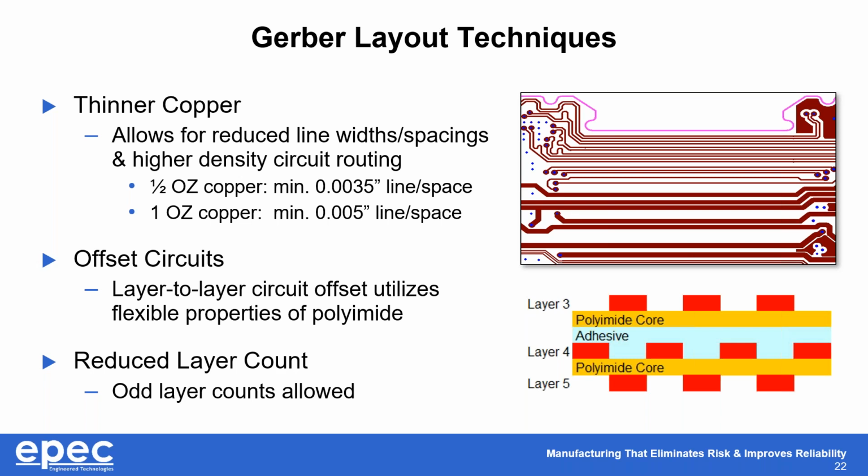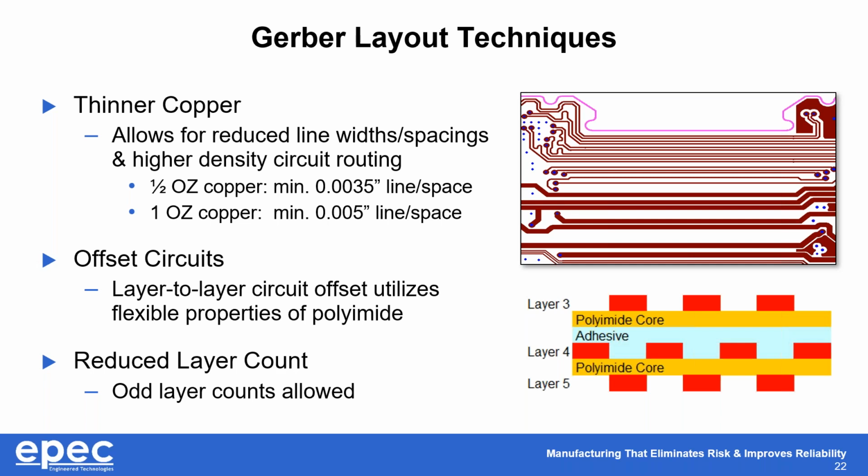You also want to take advantage of the reduced line widths and spacings that you can achieve with that thinner copper. As a comparison, with half-ounce copper in a production environment, we can routinely go down to 3.5 thou line and space, while if you're working with 1 ounce copper, you need to be at 5 thou or greater line and space. That frees up some real estate, potentially allows you to achieve a higher density routing package, and potentially minimizes the number of layers that you need to use within the design.